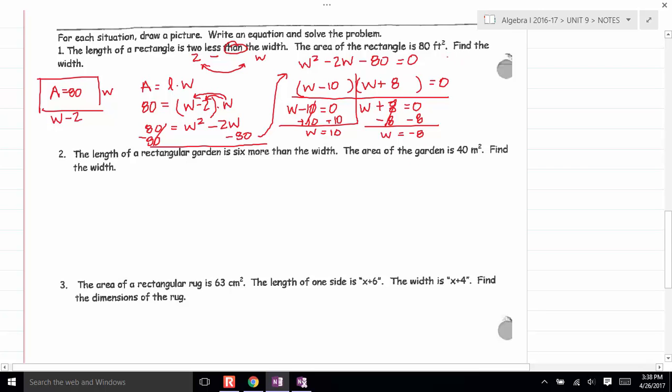And remember what we said earlier, that if we're talking about the actual measurement of the side of a rectangle, we can't utilize negative measures or negative numbers. So we would rule this one out, which would mean that our answer would be 10. And since it was square feet, this would be 10 feet. So the width would be 10 feet.